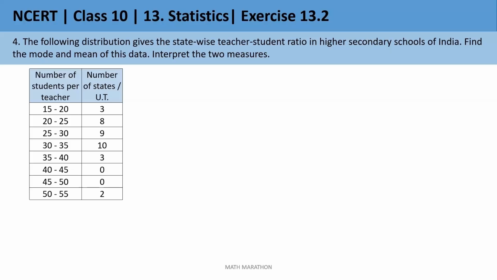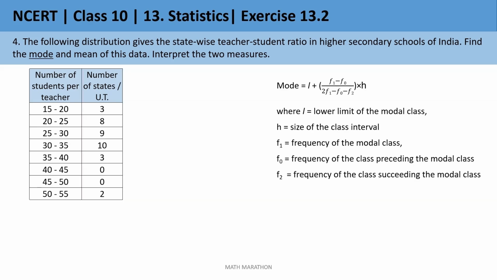The following distribution gives the state-wise teacher-student ratio in higher secondary schools of India. Find the mode and mean of this data. Interpret the two measures. We have a table with number of students per teacher and number of states and union territories. I have highlighted the class. I have highlighted the frequency.